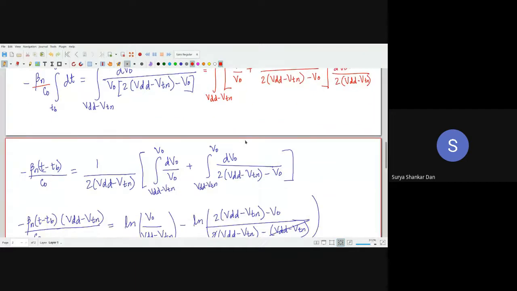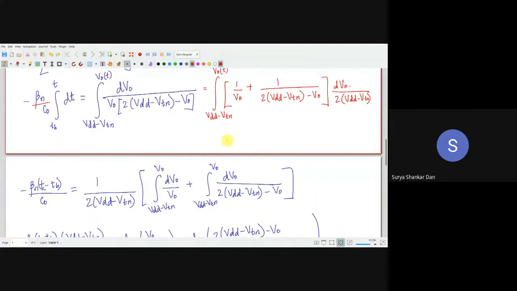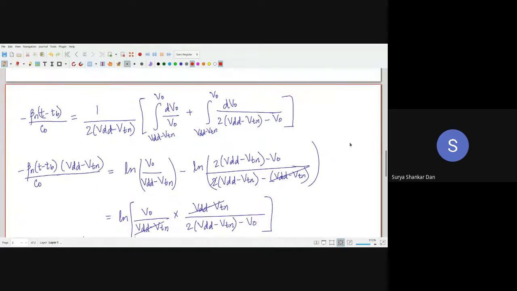Okay, so that's what I have written here. Now this twice VDD minus VTN I shall put outside, on the left hand side of the integral, because it is a constant. So you are left with these integrals. This 2, I shall put it here.